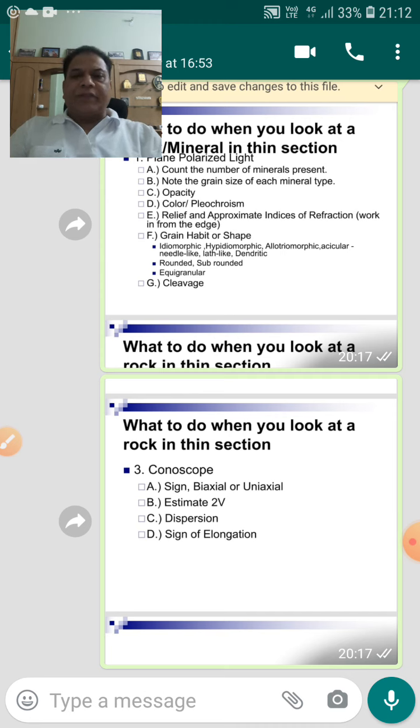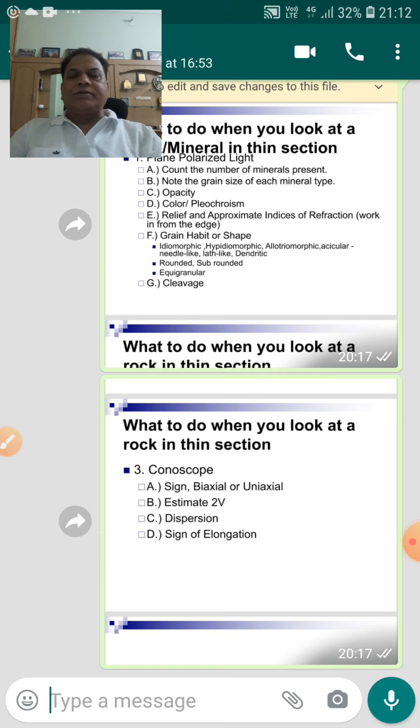For the identification of minerals, I will suggest that you start with the rejection method. Suppose a mineral is colorless, having low relief, forget about mafic minerals. Now concentrate on the felsic minerals. A felsic mineral may be of the silica group or the feldspar group. Now further go for the next optical property. Suppose it is colorless, having low relief, no cleavage.